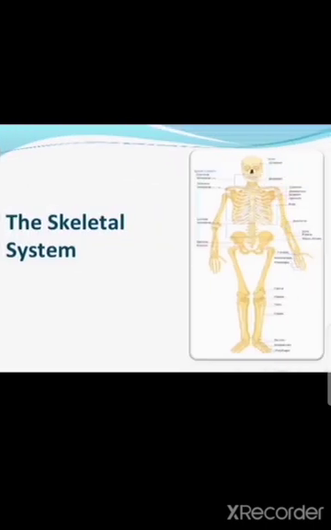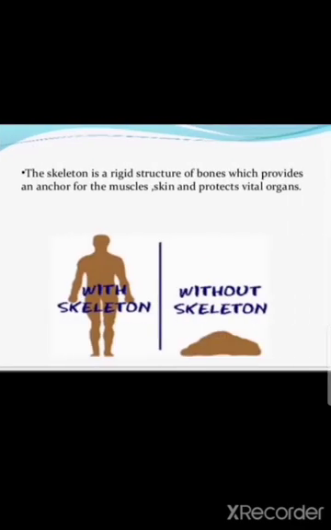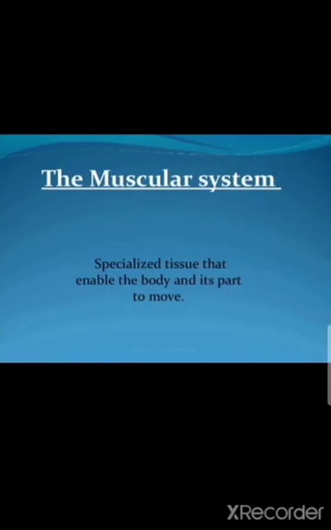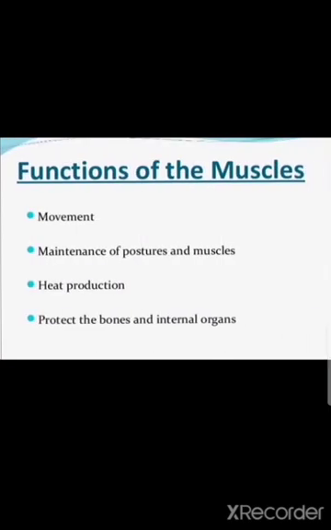The skeletal system. The skeletal system supports the body and protects certain delicate organs. The skeleton is a rigid structure of bones which provides an anchor for the muscle and skin, and protects vital organs. After that, there is the muscular system. That is a specialized tissue that enables the body and its parts to move. What are the functions of the muscles? It brings movement, maintenance of posture, heat production, and protects the bones and the internal organs.